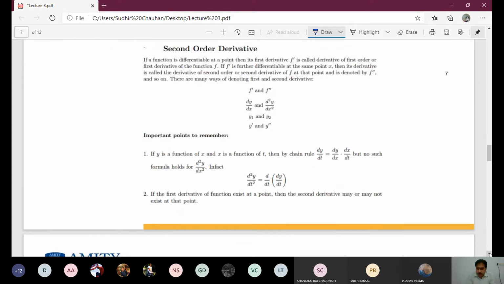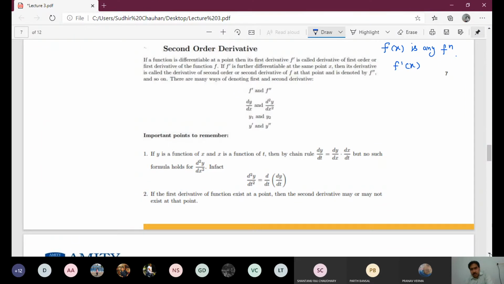And then we have second order derivative. Now if a function is differentiable at a point, then its first derivative is called first order derivative, and we generally denote it as f dash. So if f(x) is any function, then its first derivative is generally written as f dash x.